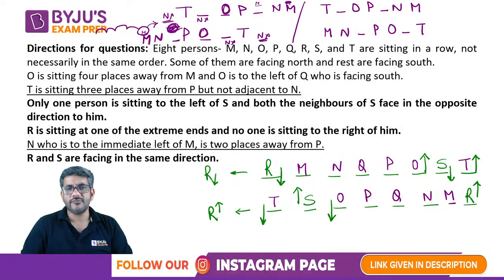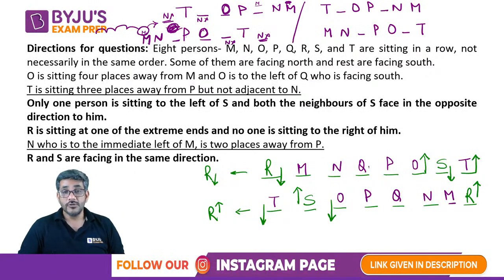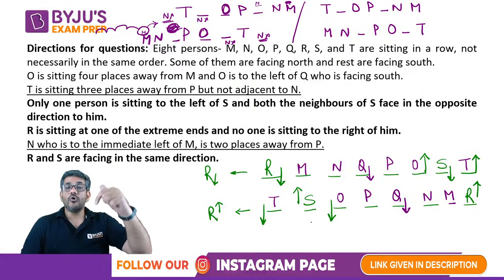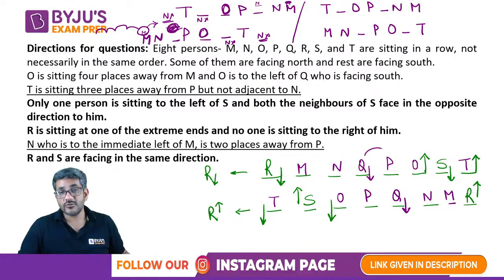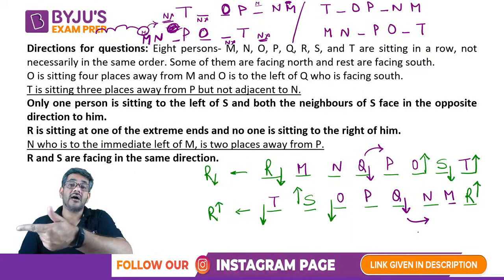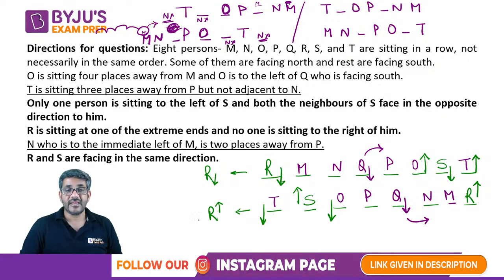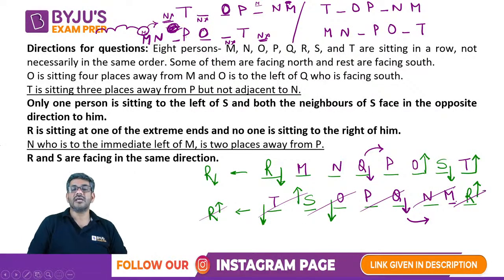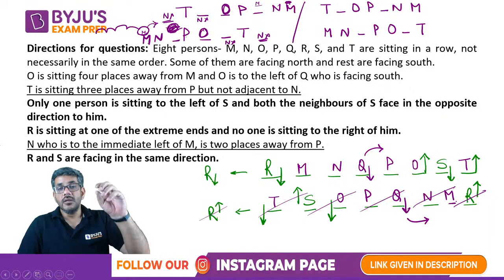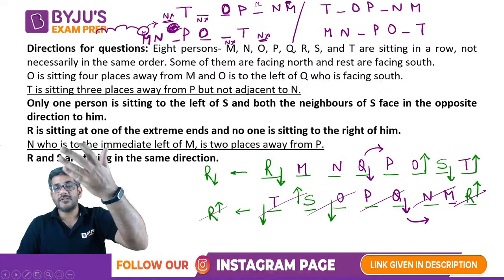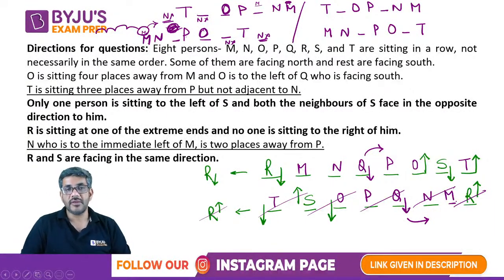O is to the left of Q, who is facing south. So Q is facing south, and O is to the left of him. Here O is to the left of Q, but here O is not to the left of Q. So therefore the second case is ruled out. In the second case you do not have O to the left of Q because Q is facing south. So its left, which should be formed on this side, is not being formed.